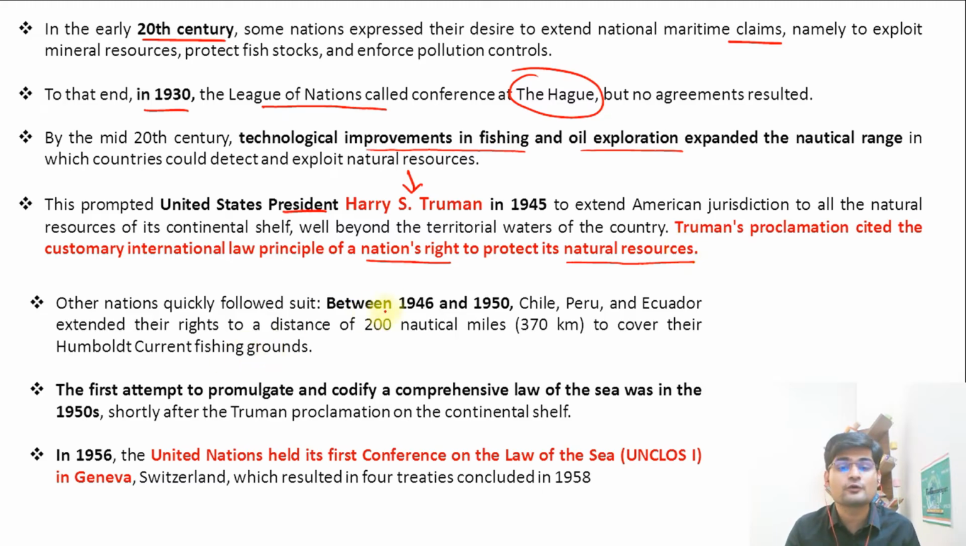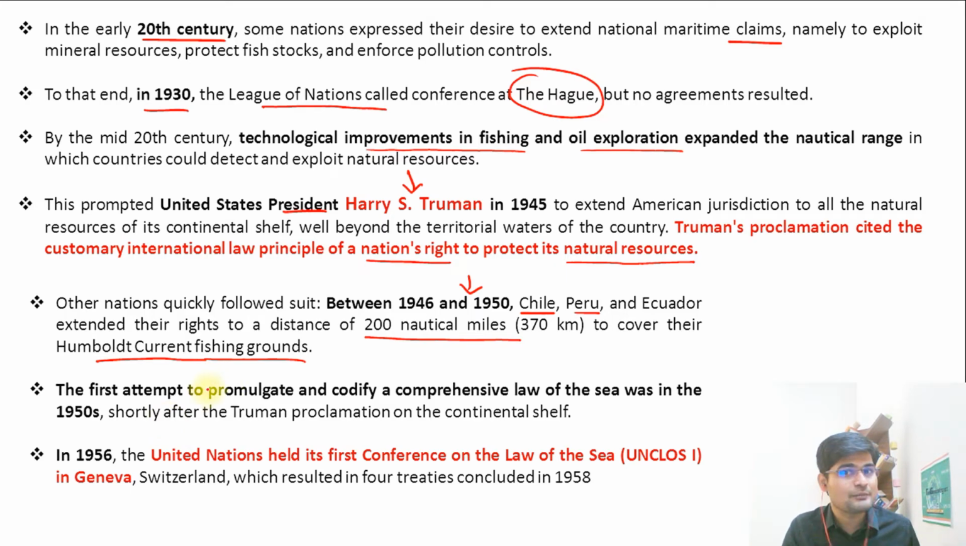And then quickly it was followed by other countries like Chile, Peru, Ecuador, because they also wanted their rights up to almost 200 nautical miles to cover the Humboldt current fishing grounds that is part of South America. So that was between 1946 and 1950, and it was in the 1950s that the first international attempt to codify the first kind of comprehensive law of the sea was taken into consideration.